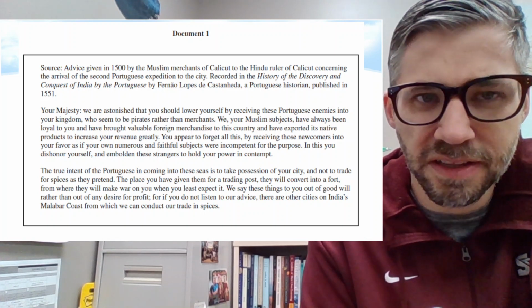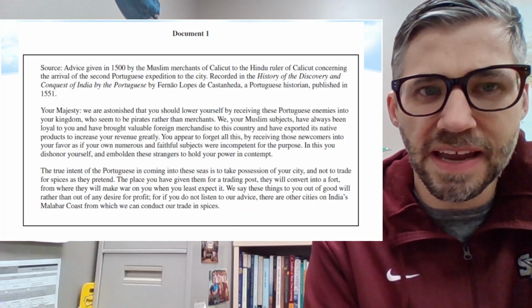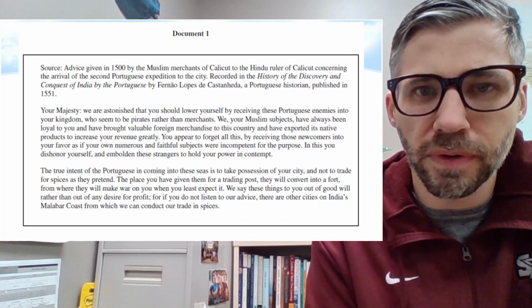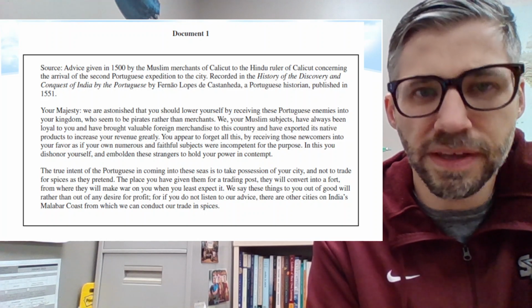The true intent of the Portuguese coming into these seas is to take possession of your city and not to trade for spices as they pretend. The place you have given them for a trading post they will convert into a fort, from where they will make war on you when you least expect it.